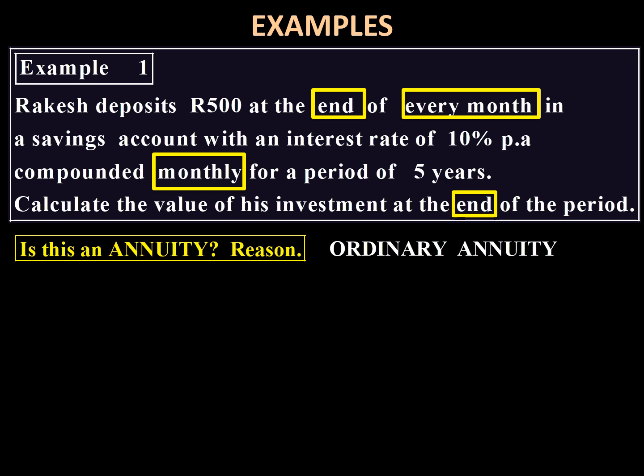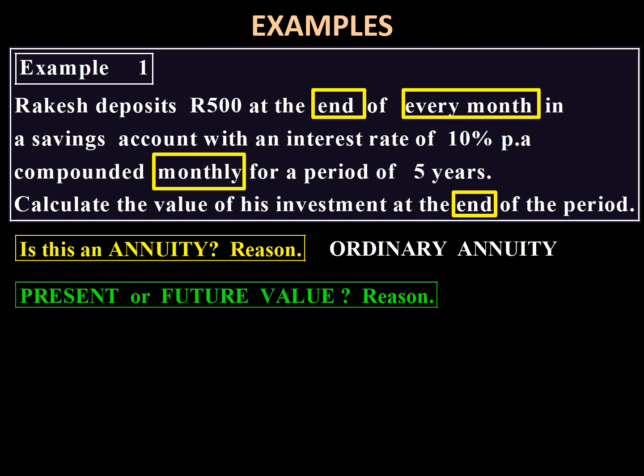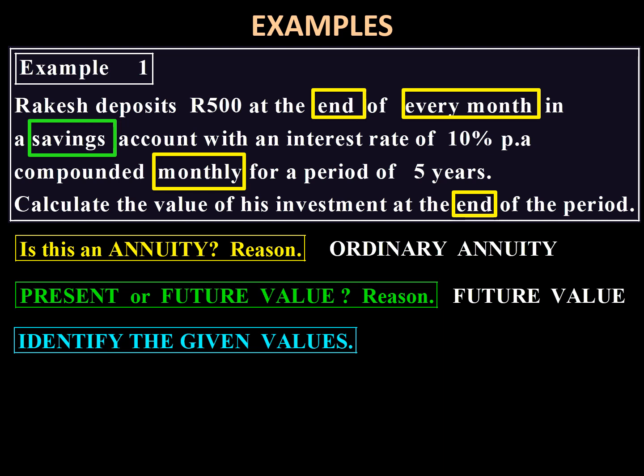And there we see every month, and the compound period is also monthly. Now, is this a present or a future value? What tells us whether it's a present or a future? That's correct. It's a saving. You save for the future. So this is a future value. In other words, we'll need the future value.